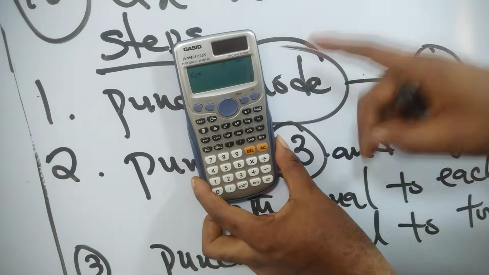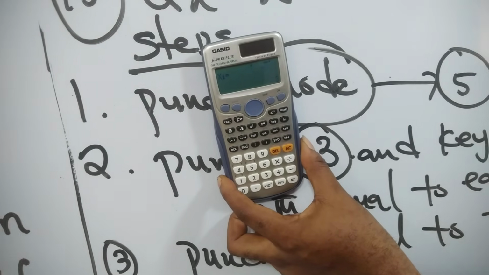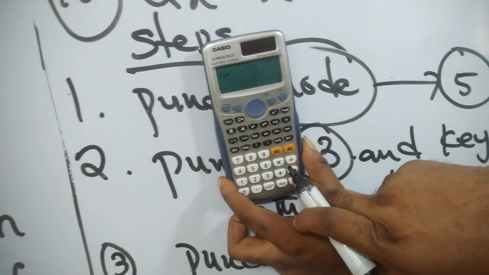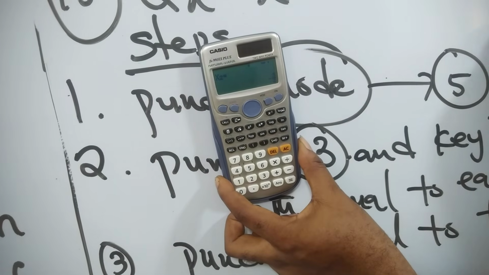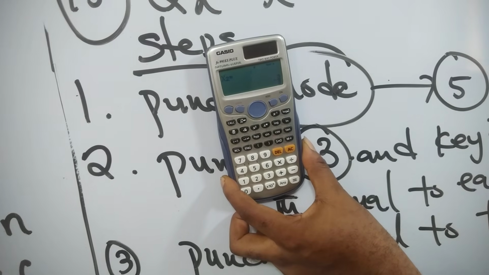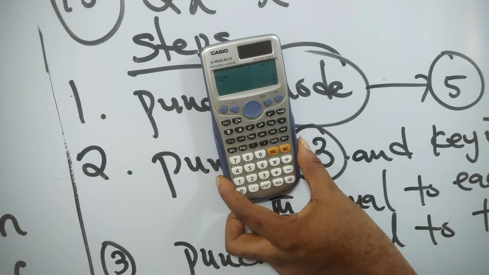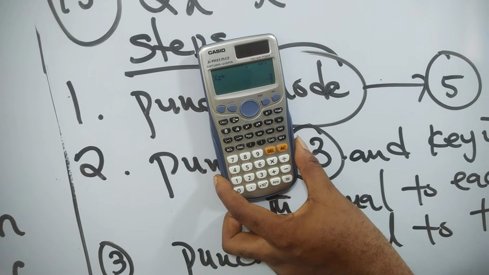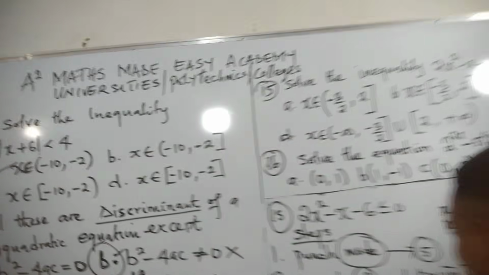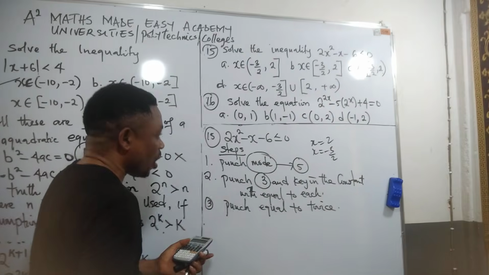The first equal to. What is the value of x there? The value of x that it gave us is 2. Punch another equal to. What does another equal to give us? -3/2. Have you seen how I'm going to use the calculator method? Now, I want you to watch. Let me list the answer out now. We are done with that.